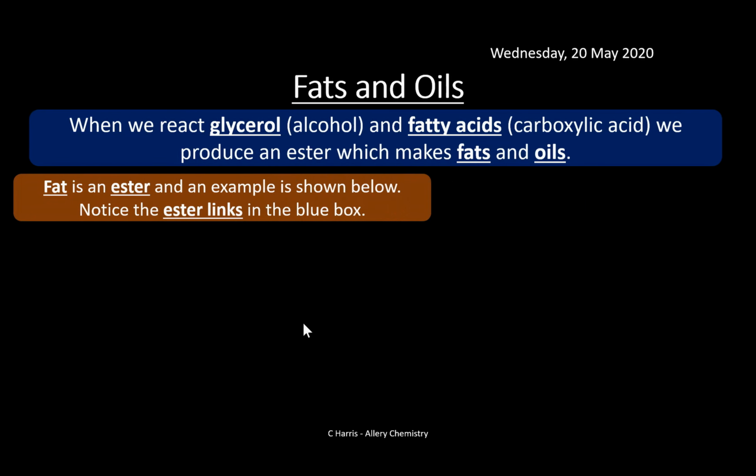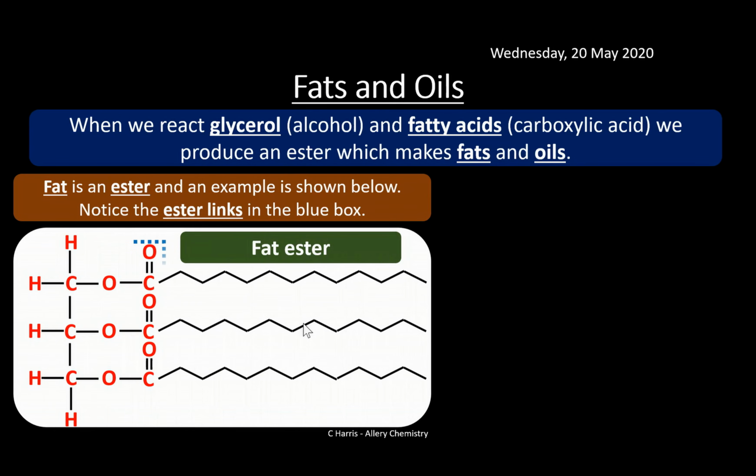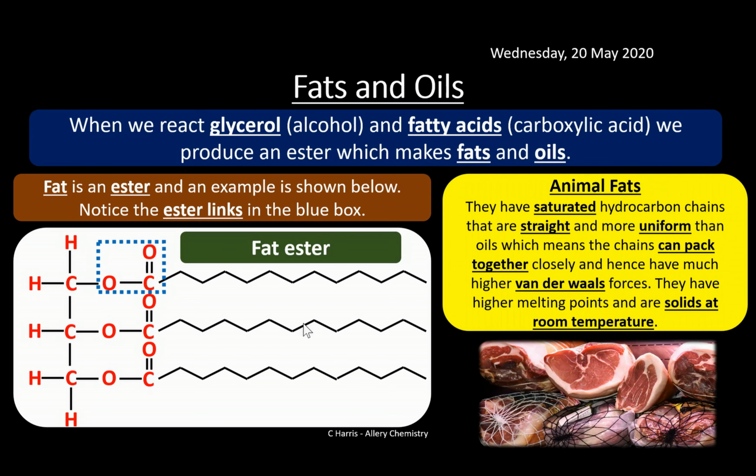Now, a fat is an ester. And an example's shown below, but notice the ester links again in the blue box. It's still an ester, but notice the difference between this, which is a fat, and an oil, like a vegetable oil. So this is a fat ester. I bet you'd never think you'd describe an ester as a fat ester, but yes, this is an ester that's described as a fat. So animal fats are a classic example of this, and I mentioned lard as well before.